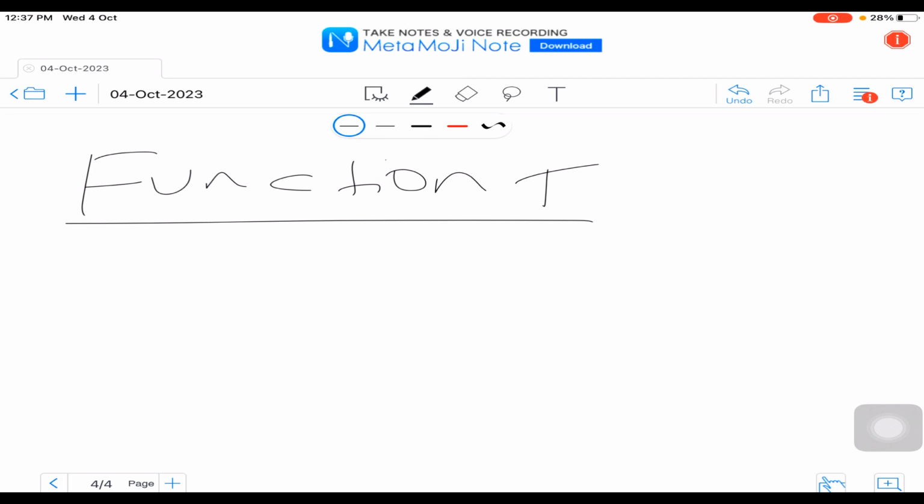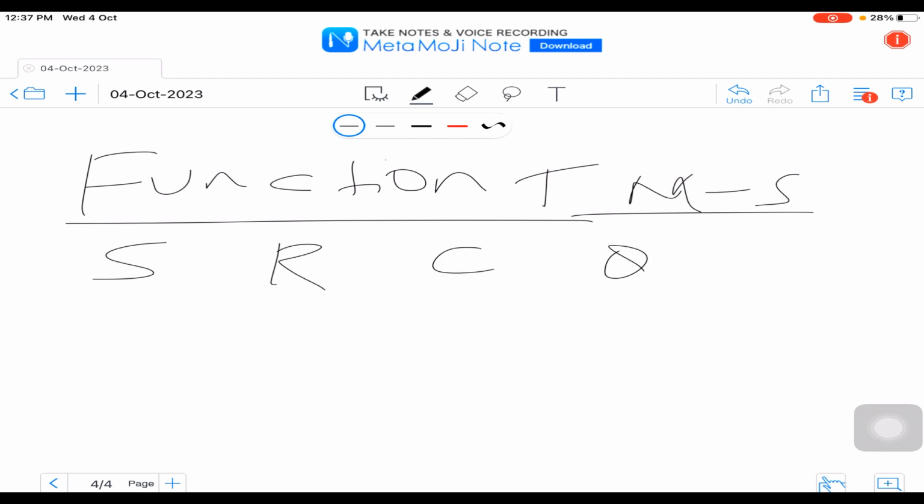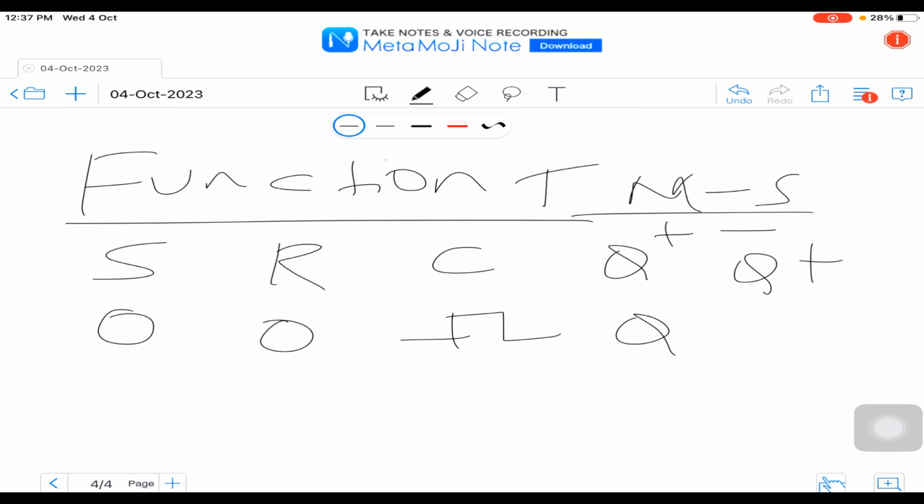Functional table of master slave. So what are the inputs here? S and R the inputs. C is the clock. Output is considered as Q plus and Q bar plus. So if S input is 0, R input is 0, clock is high, then you have Q and Q bar. That is your previous state data, whatever was stored, it will be disappearing.